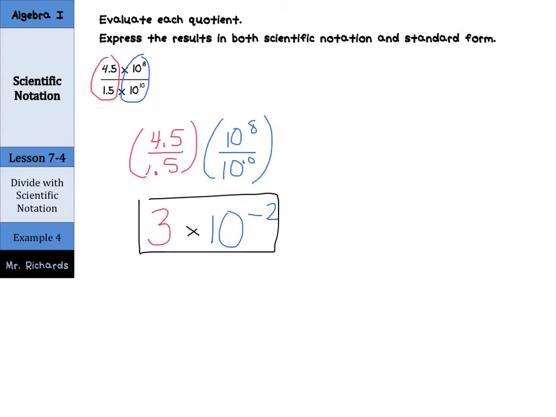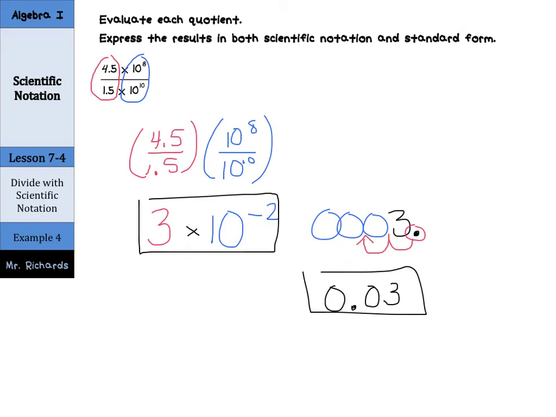Now, to get this into standard form, our decimal point's there. We have a negative exponent, so we're going to be moving our decimal point to the left 2 times. So this answer is 0.03, or 3 hundredths. So our answers are 3 times 10 to the negative second and 3 hundredths.